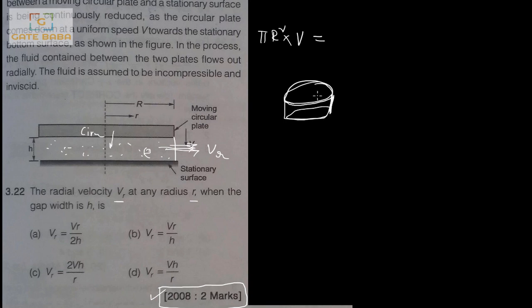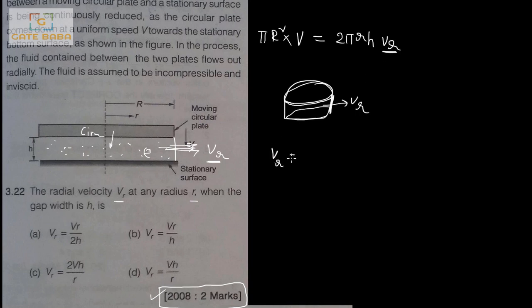Through that circumferential surface area, the fluid is going outward with the radial velocity Vr. So what is the area? The circle circumference 2 pi r and the height give you the circumferential area, 2 pi rh, and with the velocity of Vr. So that is the basic idea. From this, he is asking just Vr.